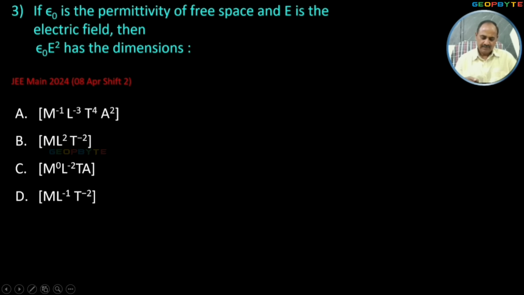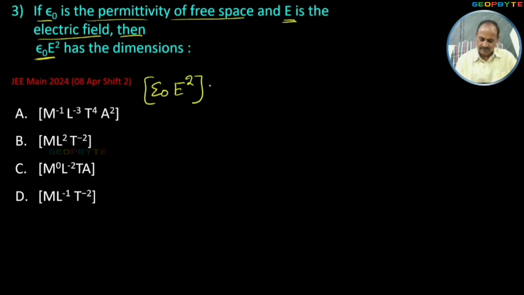Try to read it clearly. It is asking like this. If epsilon naught is the permittivity of the free space, and capital E is the electric field, then what is the dimensional formula for the product of epsilon naught and E square? We are asked to decide the dimensional formula for the product of epsilon naught and E square, where epsilon naught is the permittivity of the free space and E is the electric field.